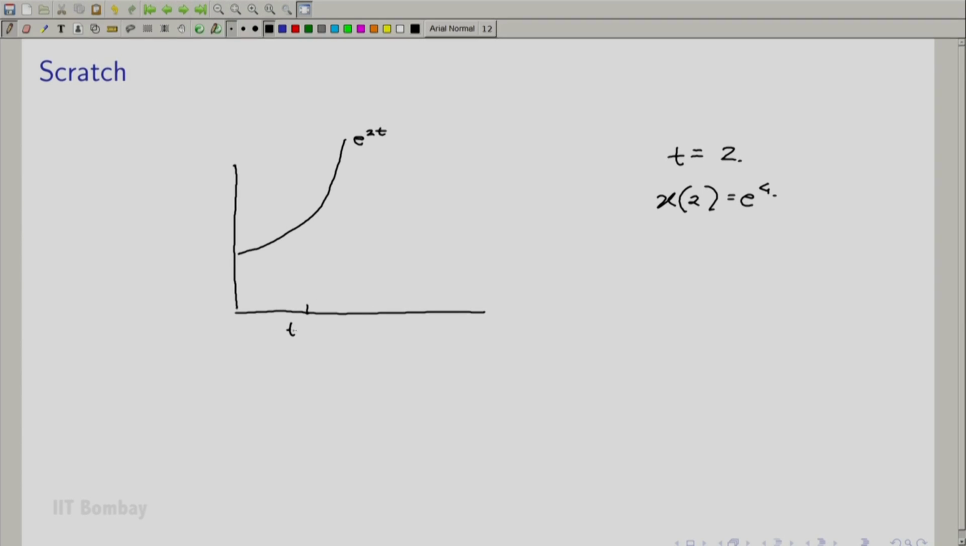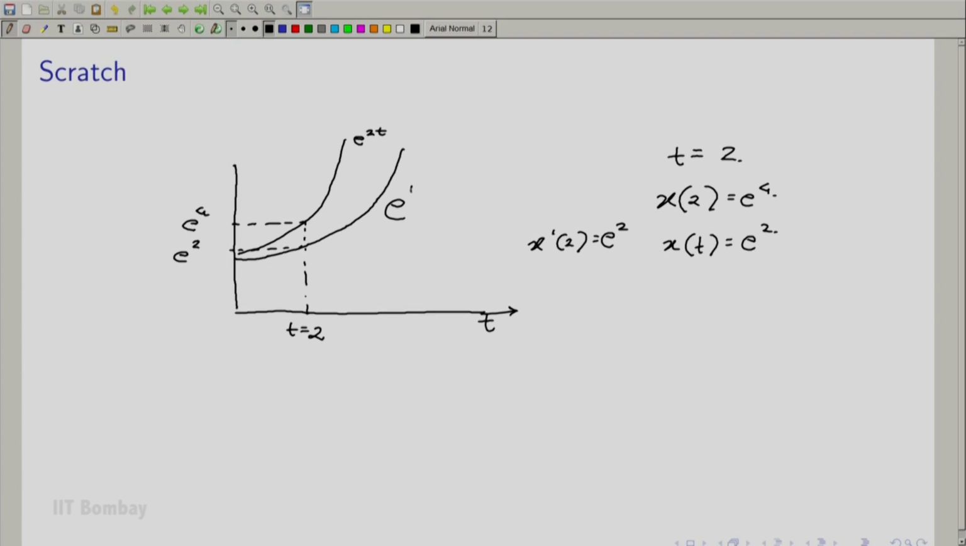So we plot t equal to 2 here, this is the t axis. So e power 4 lies somewhere here. Note that e power 2, which is e square, will lie here, and e square is the value of the function, say x dash of 2, and x dash of t will be equal to e power t. We plot e power t again on the same graph. So this is the plot of e power t. We'll label this e power t.